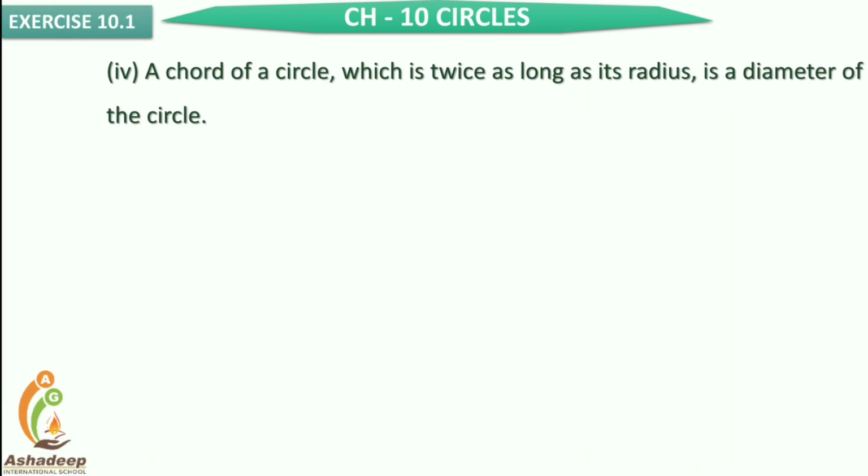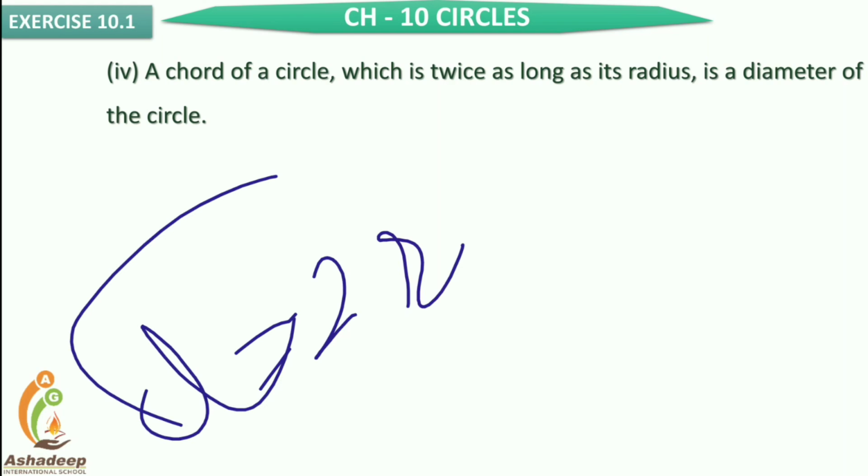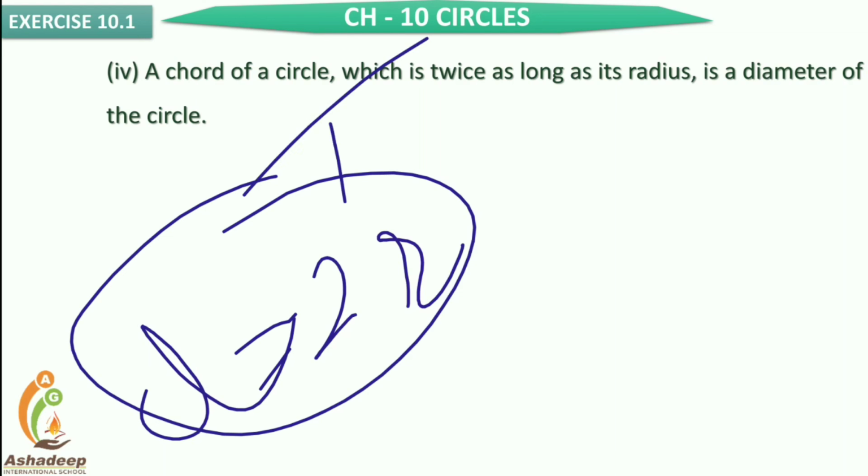A chord of a circle which is twice as long as its radius is called the diameter of the circle. So the statement is true.